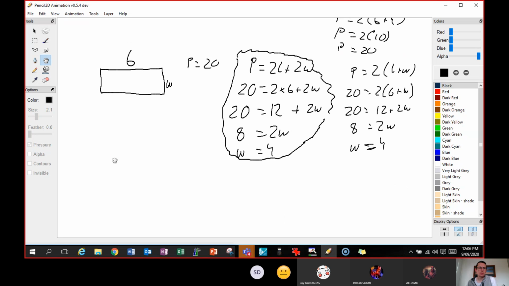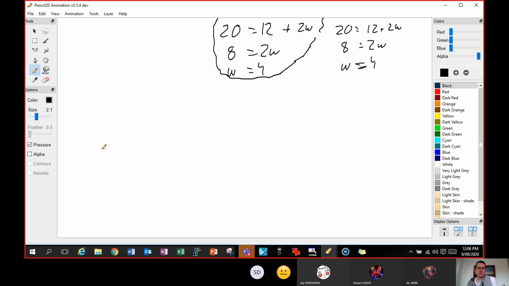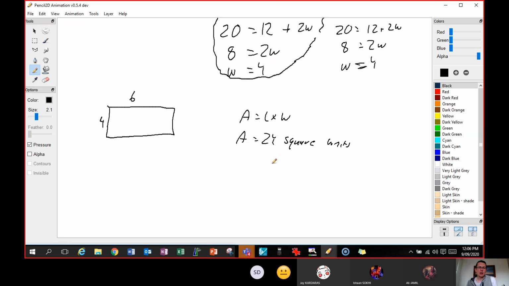We could even use the same rectangle. Say, this is 4, this is 6. What's the area? Well, the area of that is going to be length times width. So the area of that is 24 square units. So you multiply them. But again, I could have said, hey, the length is 6. We don't know what the width is, but the area equals 24 square units.